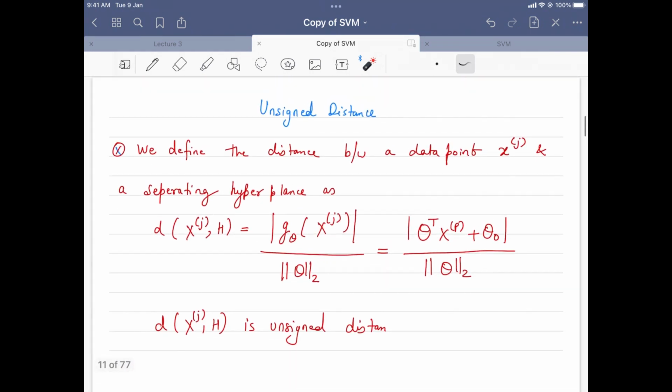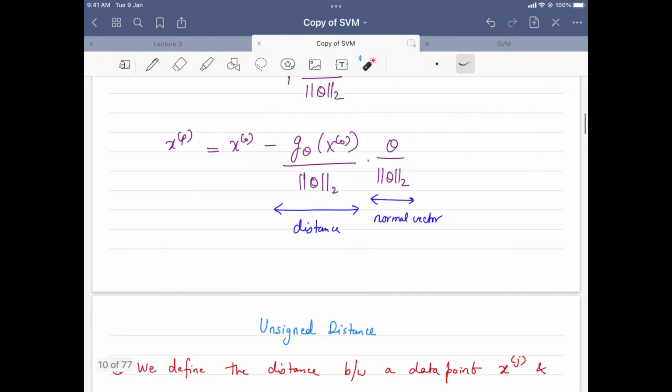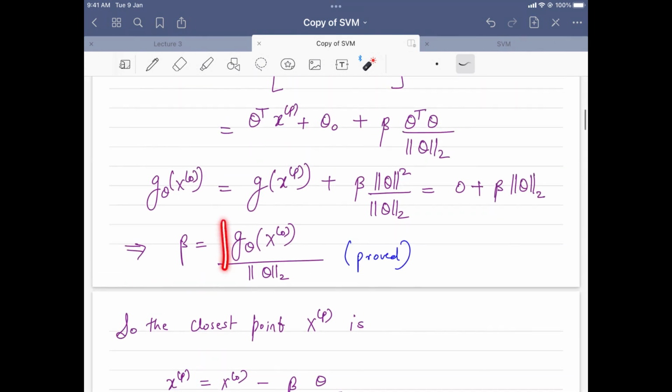So now we are defining two important concepts. One is the unsigned distance. So what is unsigned distance? Unsigned distance is the distance of the point xj from the hyperplane, which we have already calculated. So we are calling this the unsigned distance d of a point xj from h. What we are doing is actually taking the modulus of this distance. The distance which we have calculated here, we are taking just the modulus of it, and we are calling it the unsigned distance.